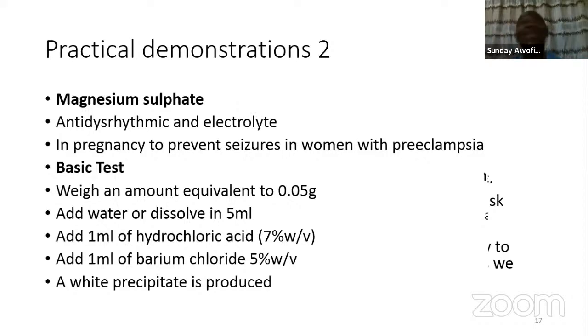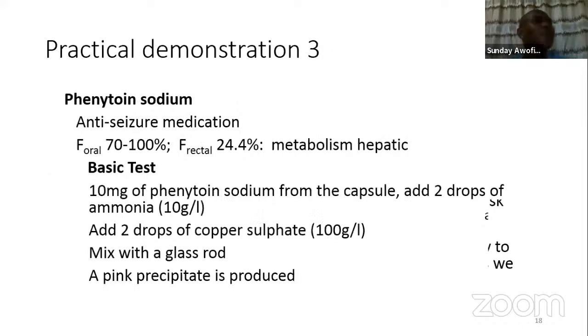These are things that a secondary school chemistry person can do by instruction. But we can explain why these simple reagents in these small quantities can help us know whether this is what we have in our hands or not. Then phenytoin sodium.